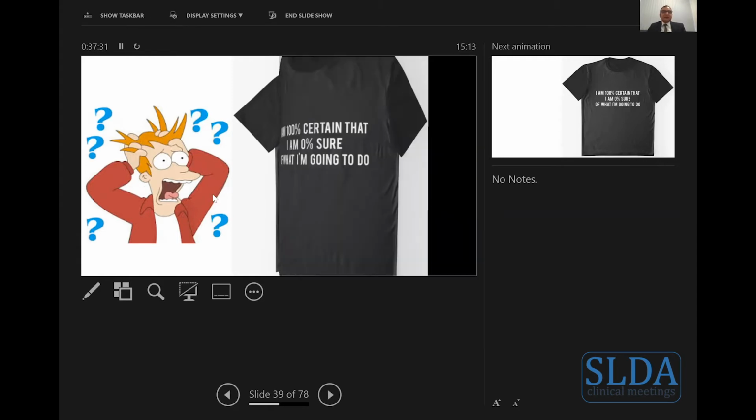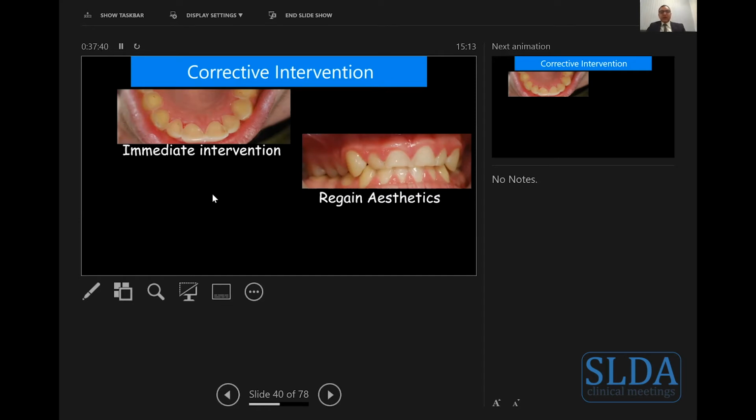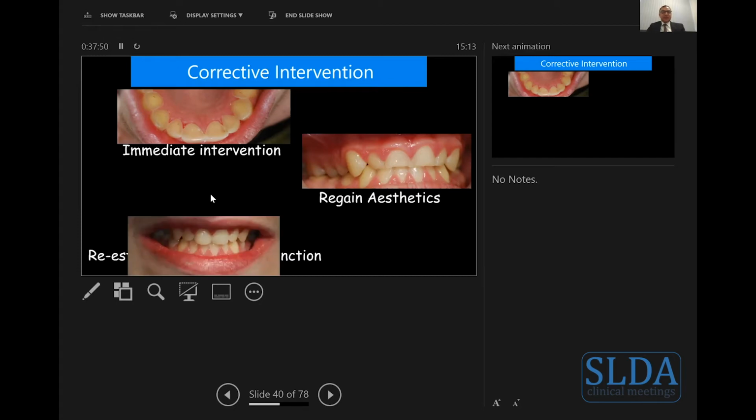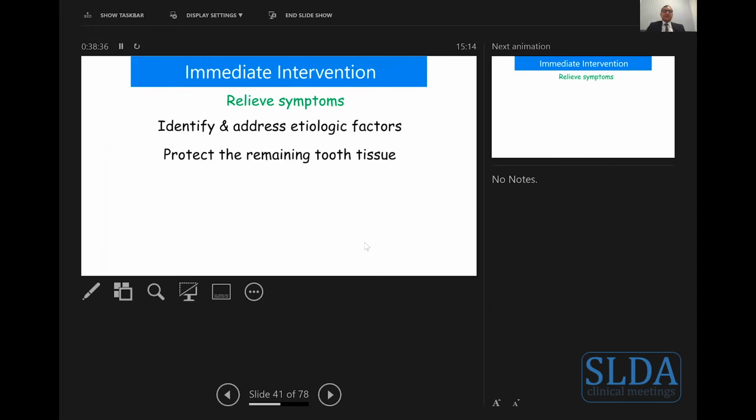And again, sometimes we get a bit confused about what we have to do unless we give it a bit of thought and plan the case appropriately. So in brief, the corrective intervention could involve immediate intervention, and that involves protecting. If the patient's complaining of dentine sensitivity, for example, address those concerns. If there are immediate aesthetic concerns, address that, providing some aesthetic relief for the patient, especially as some of our patients are very, very concerned, and it affects them psychologically as well. And then, of course, our aim is to reestablish the form, function and shape of the teeth in the long term.